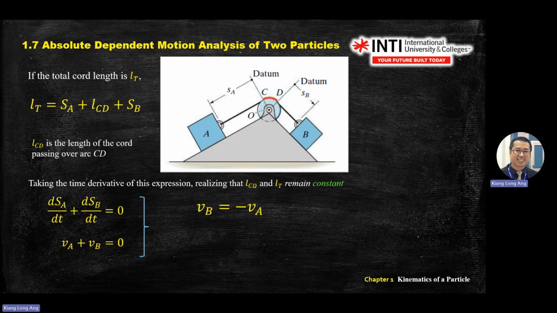VA equal to positive VB, then you look back at the diagram, refer to the datum. If both are positive, it means you pull A, B will move down, because your datum positive goes down. So up to this stage, always double check. Are my VA and VB correct or not? In common sense, is it correct or not? Referring to the datum, the movement, is it correct or not?